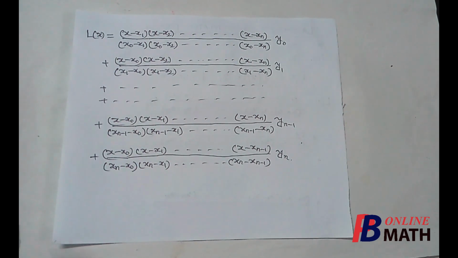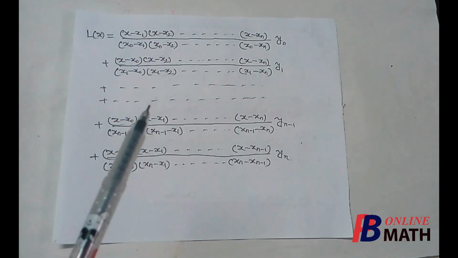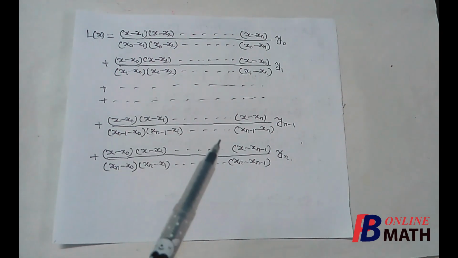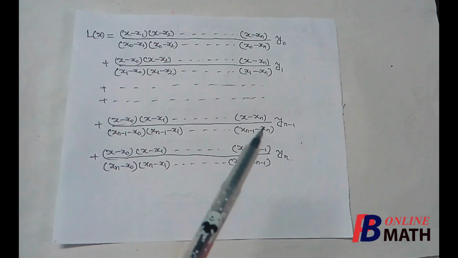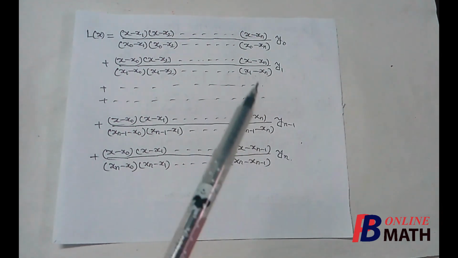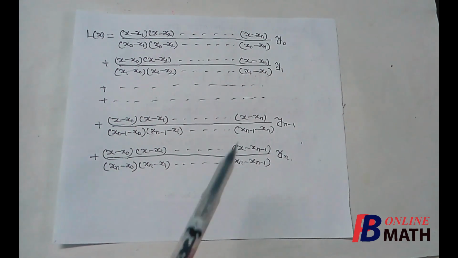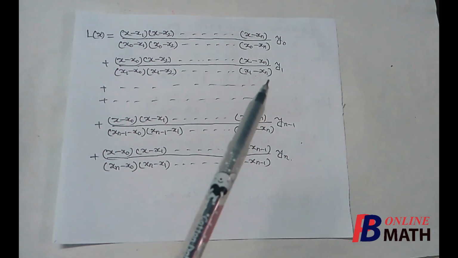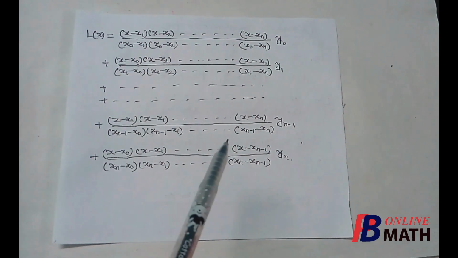Now there is a certain rule to write this polynomial. If you look carefully, you shall find that there are actually n plus 1 terms, one term for each of these entries. So there are n plus 1 entries, y0, y1, y2 up to yn, and each entry is multiplied by a function of degree n. So ultimately this is a polynomial of degree n.